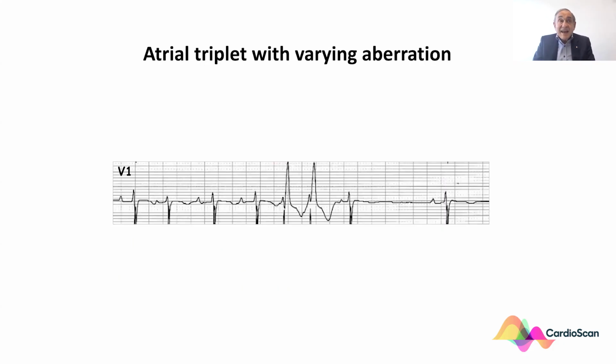Have a look at an example of an atrial triplet with varying aberration. This gives you the spectrum of aberrancy. At the beginning, we can see an atrial ectopic with no aberration. Then we can see a couplet, which shows aberration with rabbit's ears, and then there is a pause before the third atrial ectopic, and there is no aberrancy here because now it is outside that zone of aberrancy.